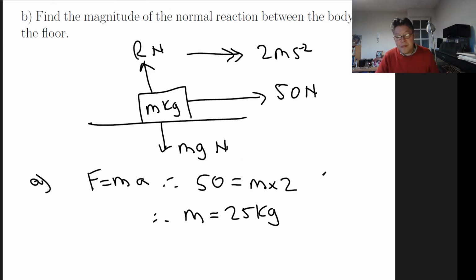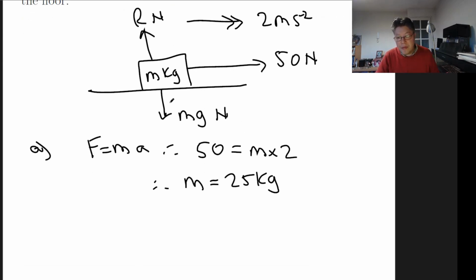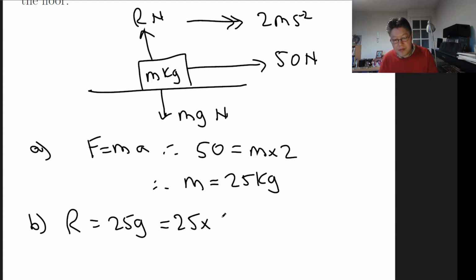And part B, now that we know the mass, we can work out the normal reaction. So up equals down. So the normal reaction R equals 25g equals 25 times 9.8. 25 times 9.8 equals 245 newtons.